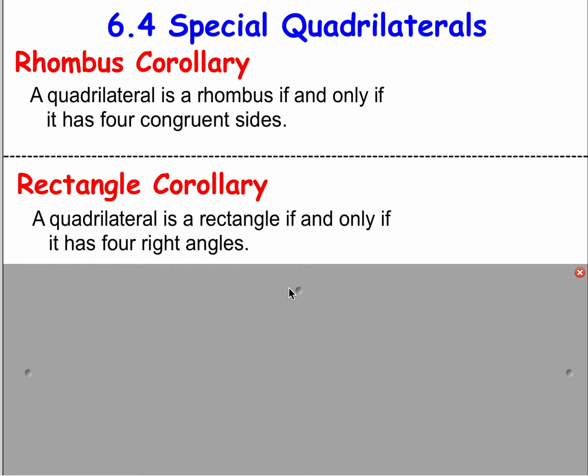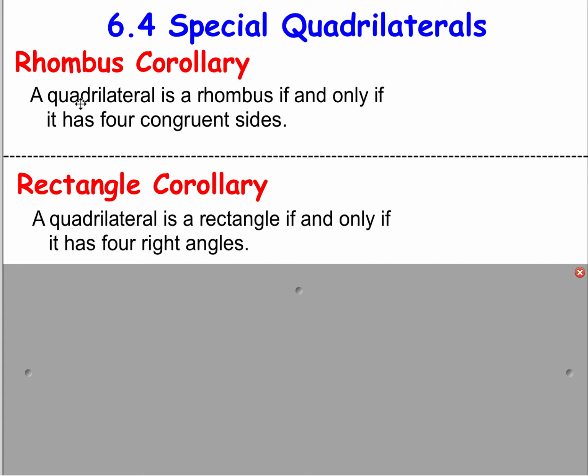A quadrilateral is a rectangle if and only if it has four right angles. Now follow this theme with me. We have the rhombus corollary, we have the rectangle corollary, which are no different than what we just saw on the last slide. We saw picture versions of them on the last slide. This slide, we are just putting that exact definition into words.